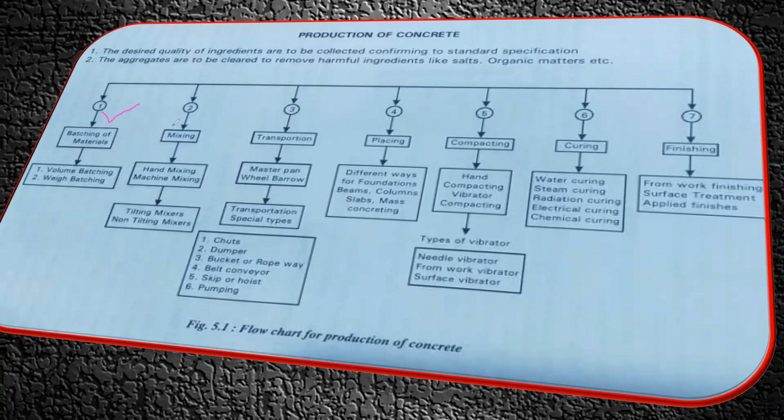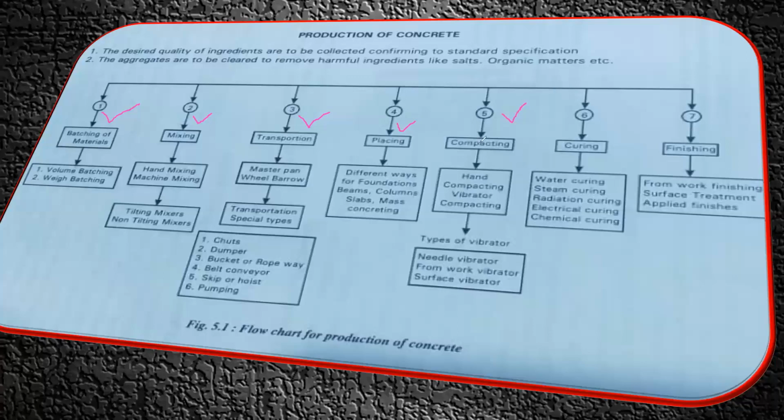Once that is done, we are going to do the mixing of that, right? Once you do the mixing, once you prepare the concrete, you're going to do the transportation of that. Once you transport it, you reach a place where the concreting has to happen. Then you have to place the concrete there, and in the process of placing, you have to do the compaction so that the required density is achieved and there are no voids in the concrete.